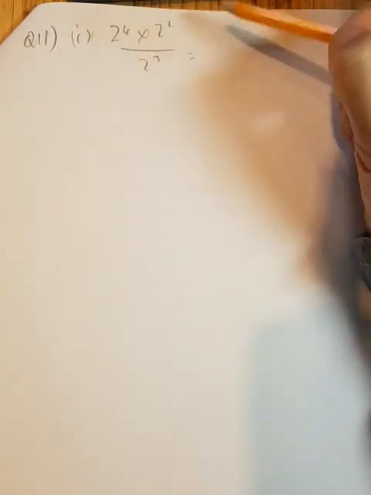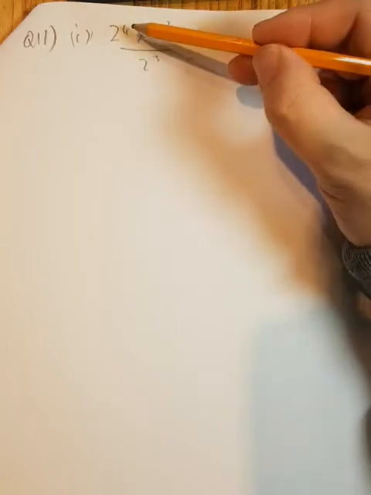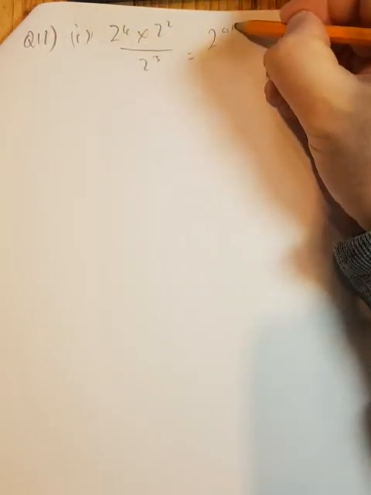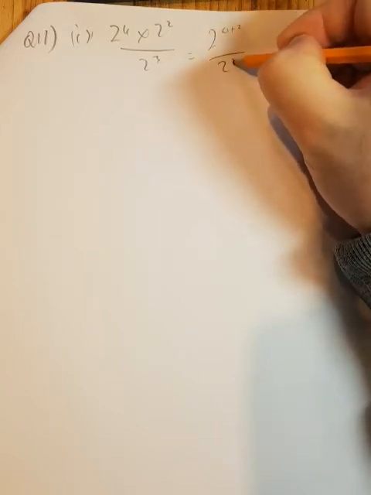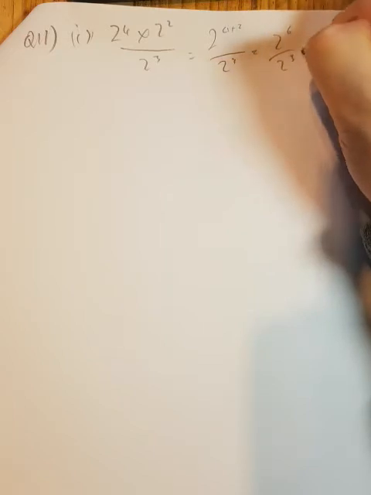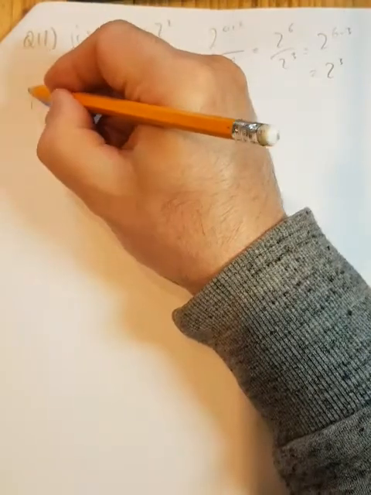So, first thing we want to do is simplify the top. How do we simplify the top? When we are multiplying numbers of the same type, we add the powers. So that's going to be 2 to the power of 4 plus 2. The bottom, we can't simplify it, it's a single number on its own. So that's going to be 2 to the power of 6 over 2 to the power of 3. Now, how do we do the division? When we're dividing numbers of the same type, we subtract our powers. 6 minus 3 is 3. 2 to the power of 3 is my final answer.